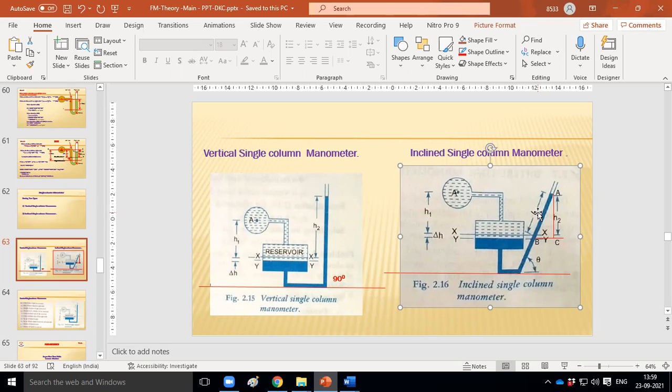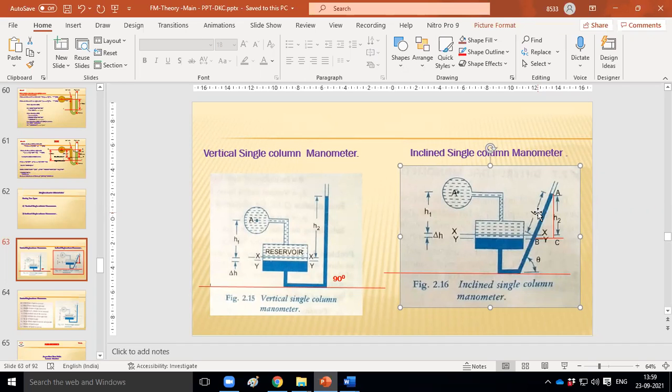And what about cos theta? Adjacent upon hypotenuse. Adjacent means which side? BC. BC upon L. Cos theta means BC upon L, and sin theta means H2 upon L. From that equation, we can easily find out which side? The vertical height.